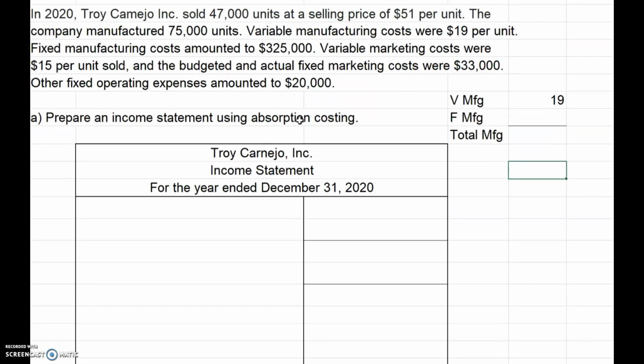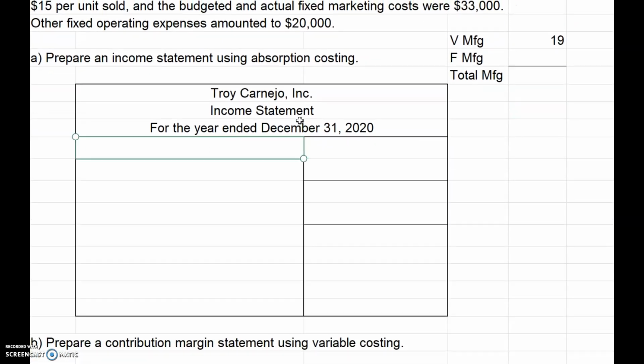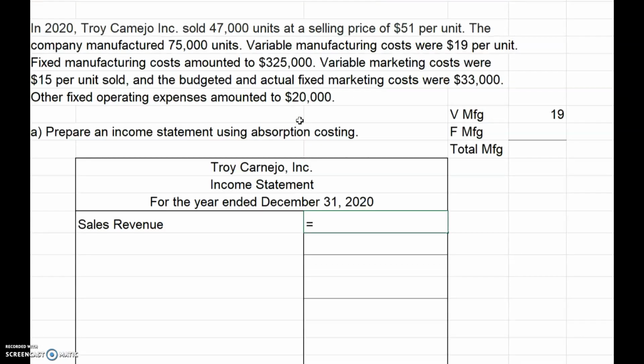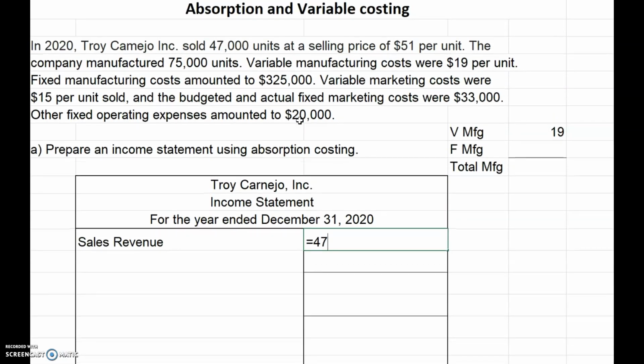And so we're going to do an income statement using absorption costing. So we know our starting point on any income statement is sales revenue. And our sales revenue here, we sold 47,000 units. And we're told the selling price was $51. So we have sales revenue of $2,397,000.